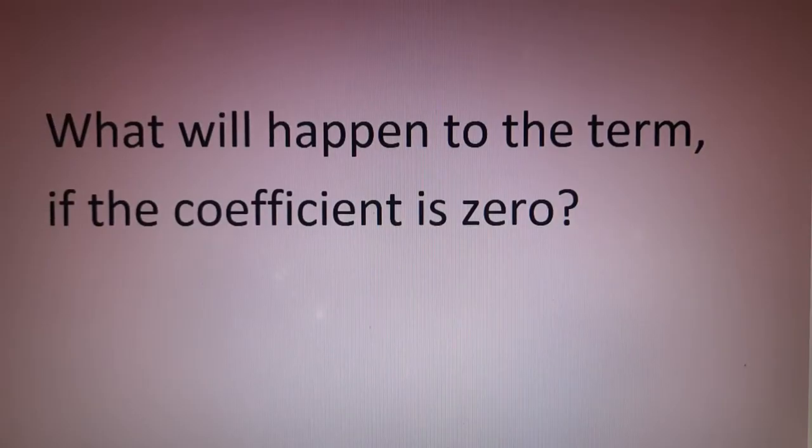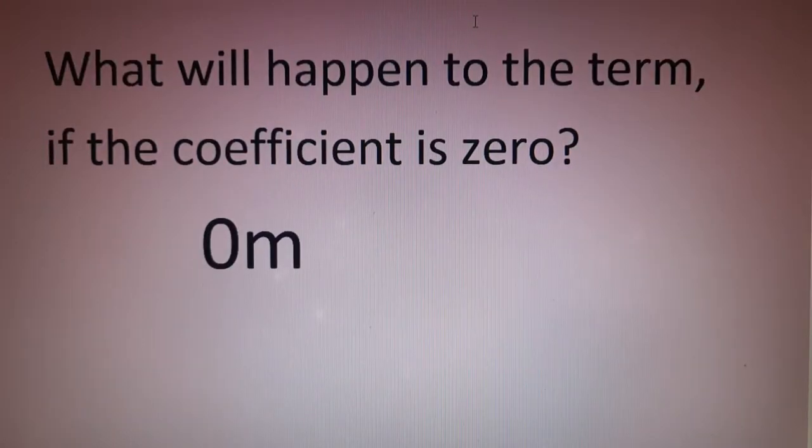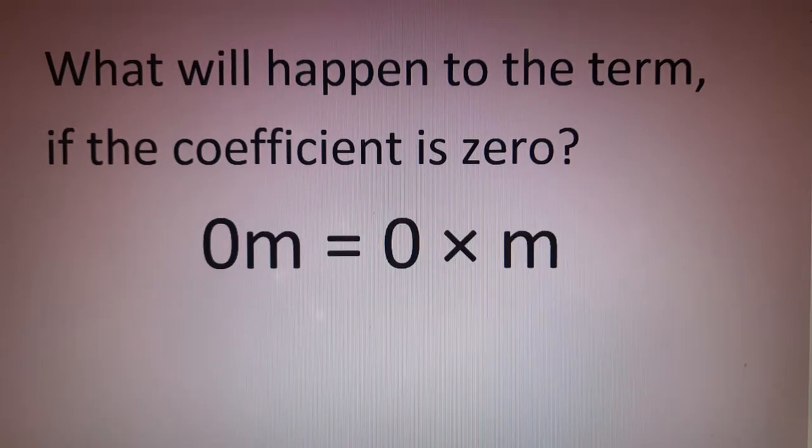A simple question for you. What will happen to the term if the coefficient is 0? Then how can you answer this question? Let's take one example. We write here 0m. So coefficient is 0, m is the variable. What do you mean by 0m? It means 0 multiplied by m. And we know that any number multiplied by 0 equals 0.